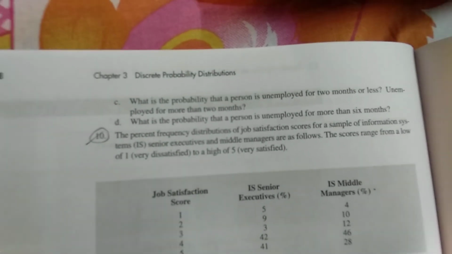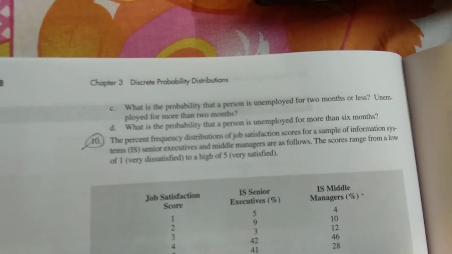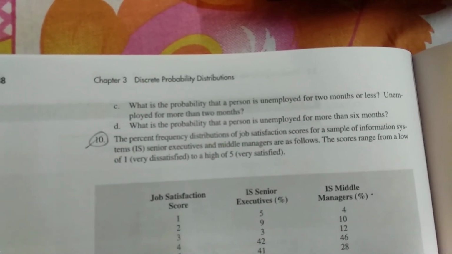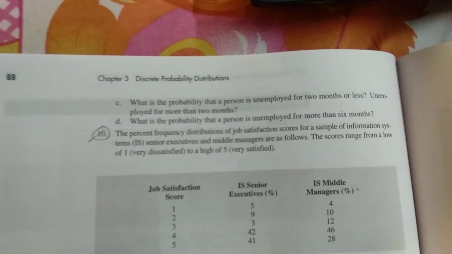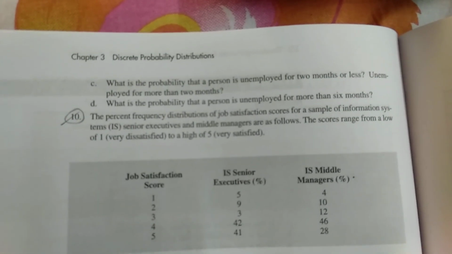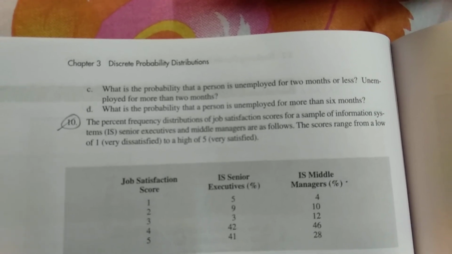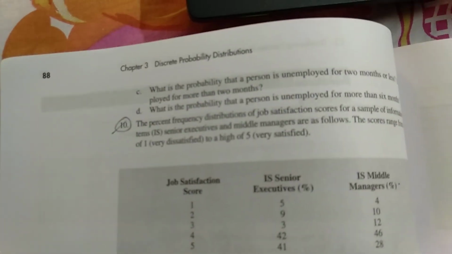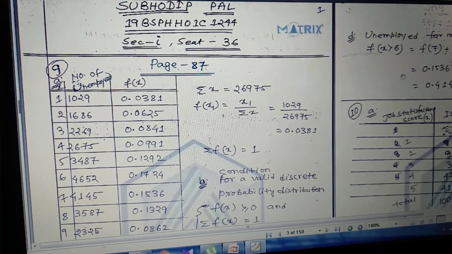In the next question, we have to find the probability that a person is unemployed for 2 months or less, and for more than 2 months. Two conditions we have to find here. And next, what is the probability that a person is unemployed for more than 6 months. Let's find out the solution. So here is the solution.